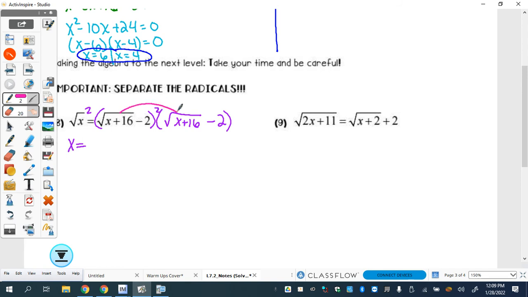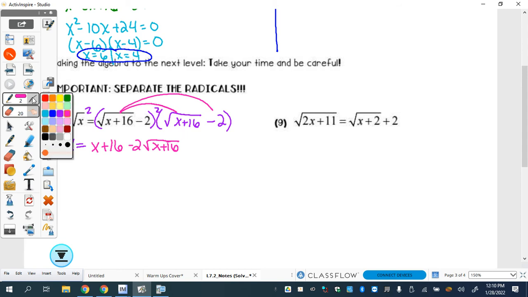So radical x plus 16 times itself would just be x plus 16. Those radicals would cancel each other out. But then I multiply that by -2. And I get -2 radical x plus 16. And then distribute this -2. And -2 times -2 gives me +4. So we've eliminated one of the radicals at least. We still have one of them, but that's okay.